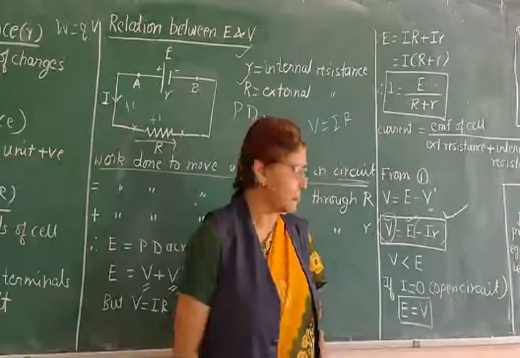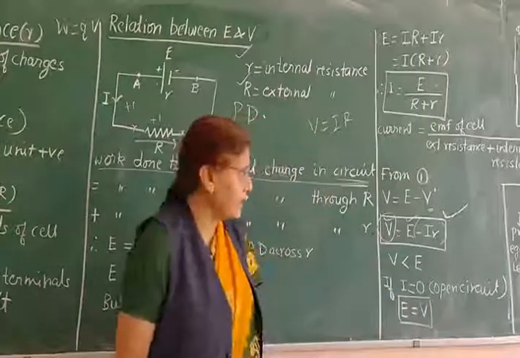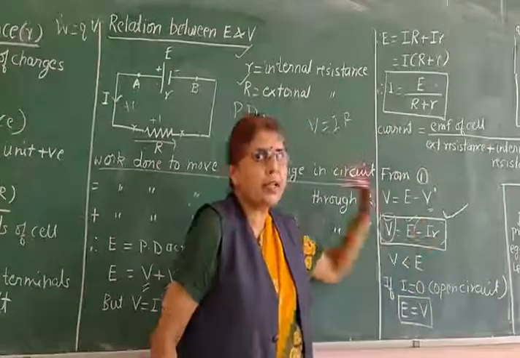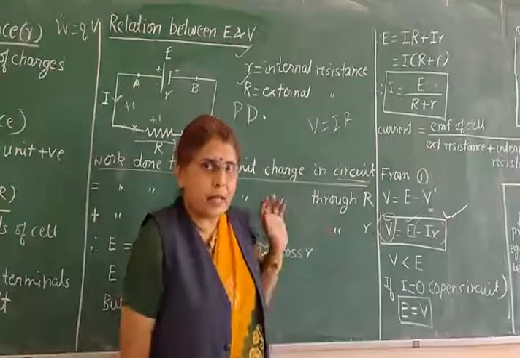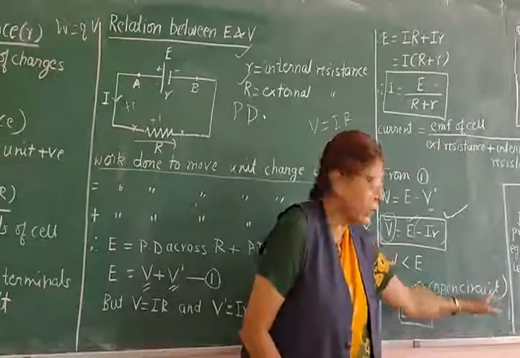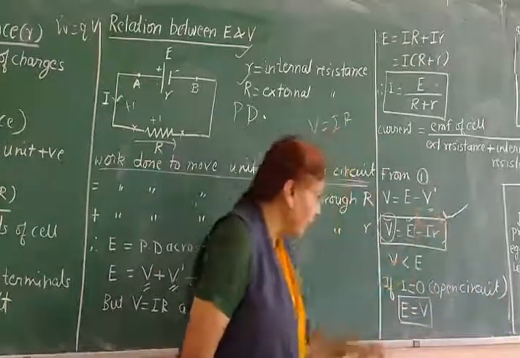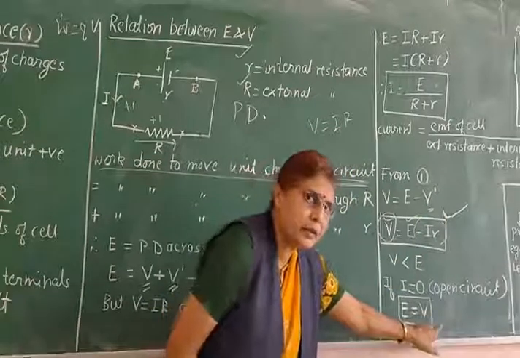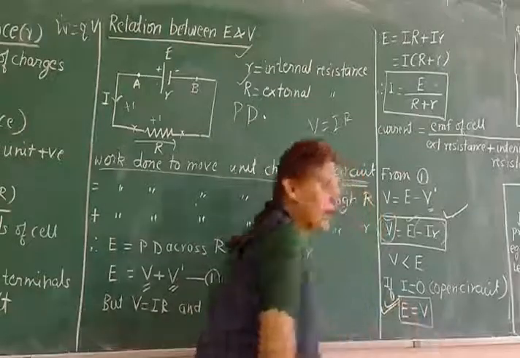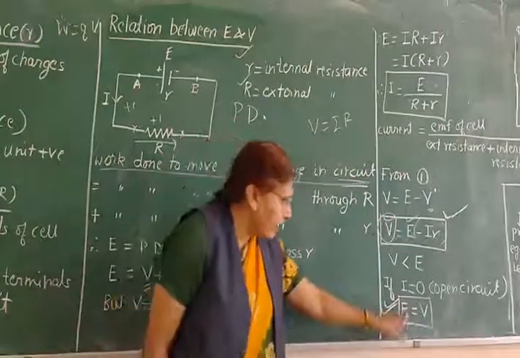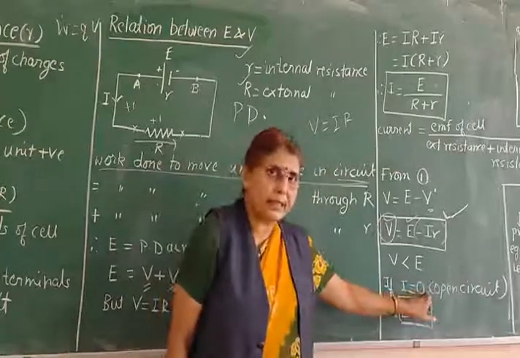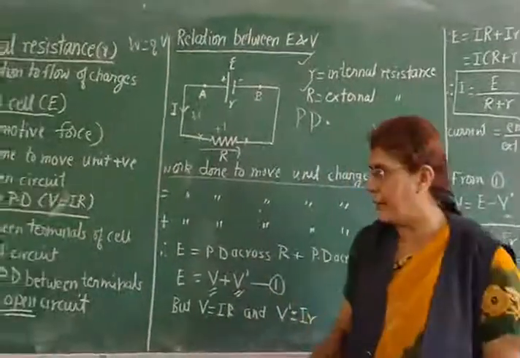This is one conclusion. Another conclusion from this equation is, let us put I equal to 0 here. No current is drawn from the cell. If no current is drawn from the cell, what circuit does it become? It becomes an open circuit. So if you put I equal to 0, what condition will you get? E is equal to V. Right? So now this is another definition for E. What is the meaning of E? E is equal to terminal PD, but under what condition? Open circuit.